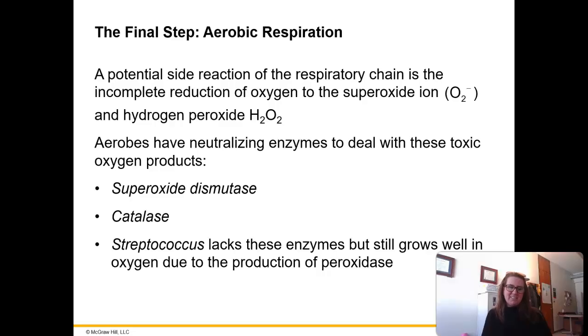The last point, just giving us an example of a microorganism. So Streptococcus, again, we're thinking about a strand of coccus cells, and they lack the enzymes to break down those superoxide ions, but you know what? They still grow well on oxygen due to the production of an enzyme called peroxidase. So as I mentioned in the earlier part of our lecture, one of the examples I was using was peroxidase as an enzyme that breaks down hydrogen peroxide. So it turns out we have that as well. Potatoes have that. Anyway, it's super important to be able to detoxify the cell.